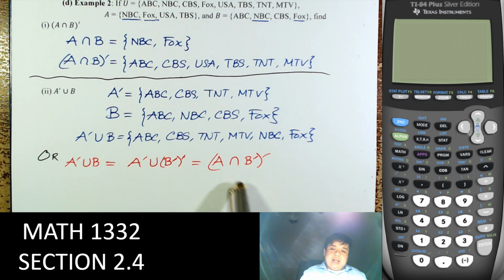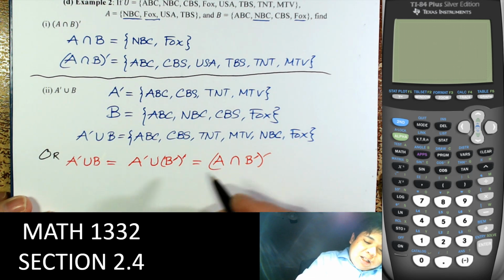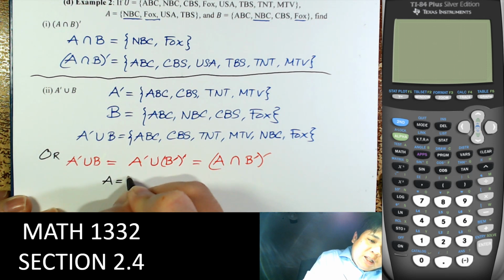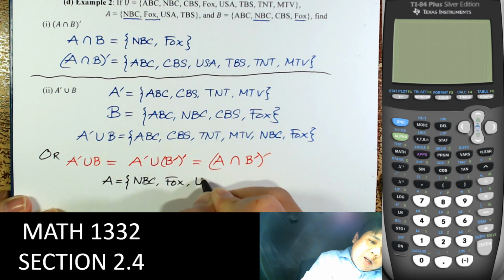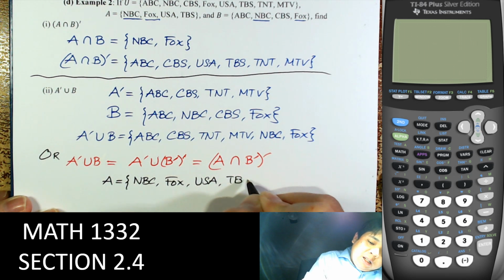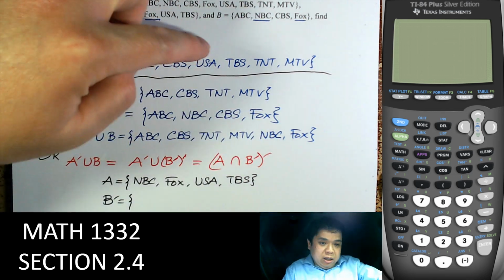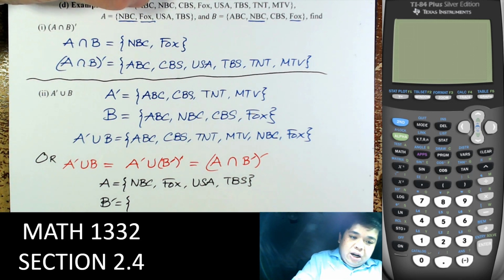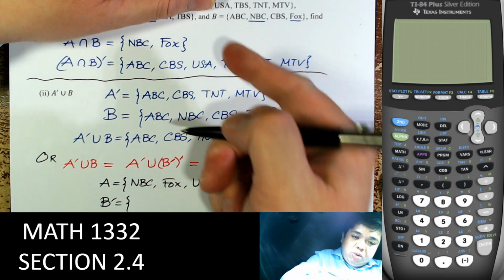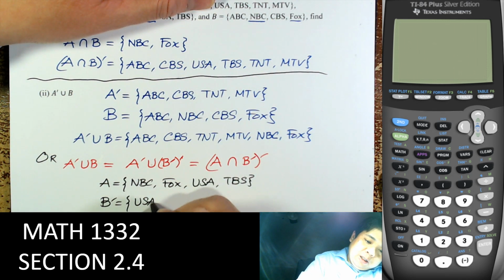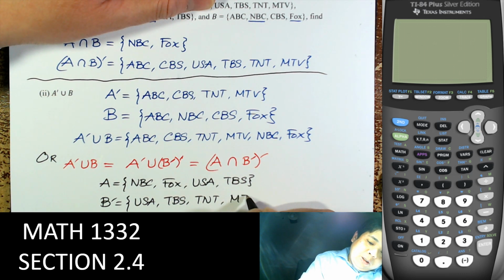I'm just going to do this now. Right, A is that. I'm just going to write what is A: NBC, Fox, USA, and TBS. So that is A. Now not B. Not B is going to be not in this list. Don't have ABC, CBS, and Fox. Pretty much the remaining four here. Yeah. So this is the complement of B.